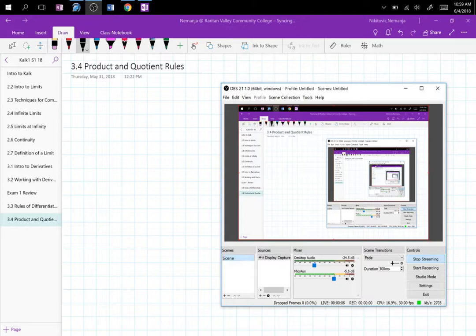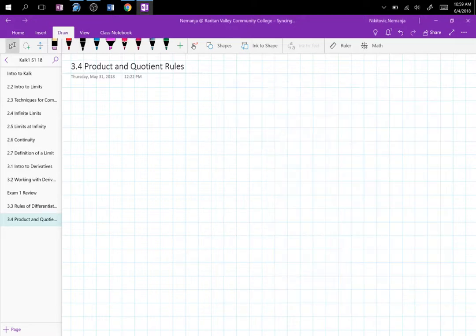Hello and welcome back to Calculus 1, section 3.4, product and quotient rule. Your labs will be back as soon as possible, which is hopefully tomorrow. It was excellent timing, and now we will resume with the product rule.